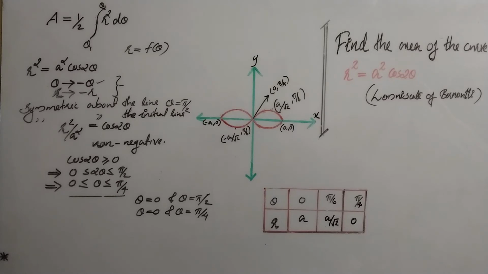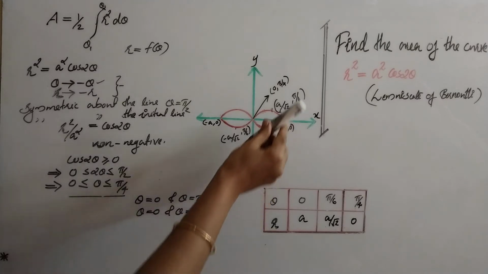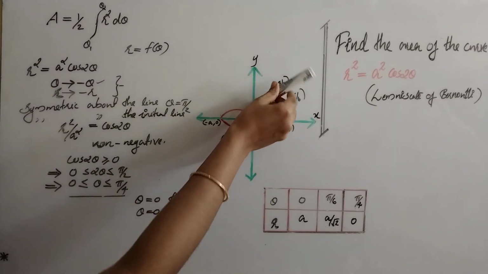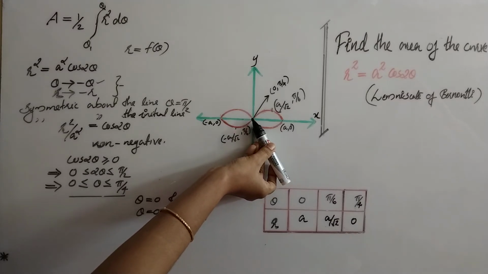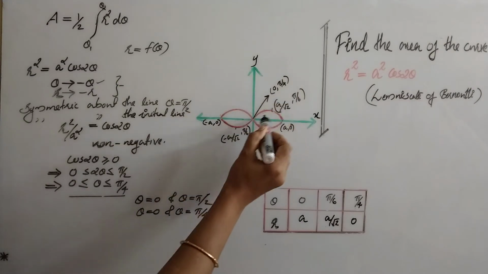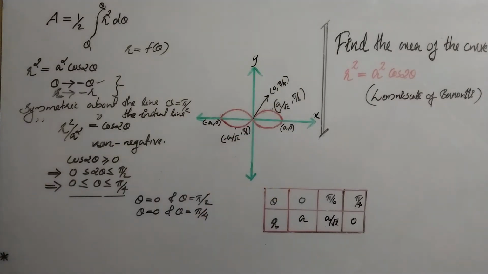Using the symmetry about the initial line, there will be a loop between theta equal to minus pi by 4 and theta equal to pi by 4. Theta equal to pi by 4 is here and theta equal to minus pi by 4 means here. So, in between theta equal to minus pi by 4 and theta equal to pi by 4, we have one loop. Again, using the symmetry about theta equal to pi by 2, there is also one loop on the left of theta equal to pi by 2.